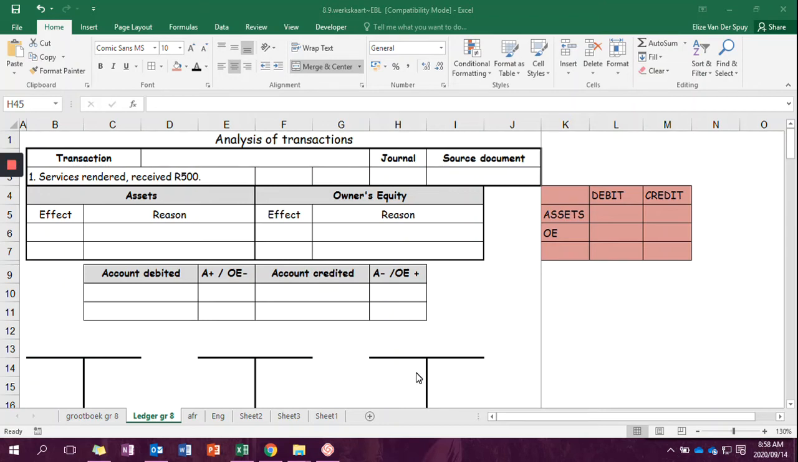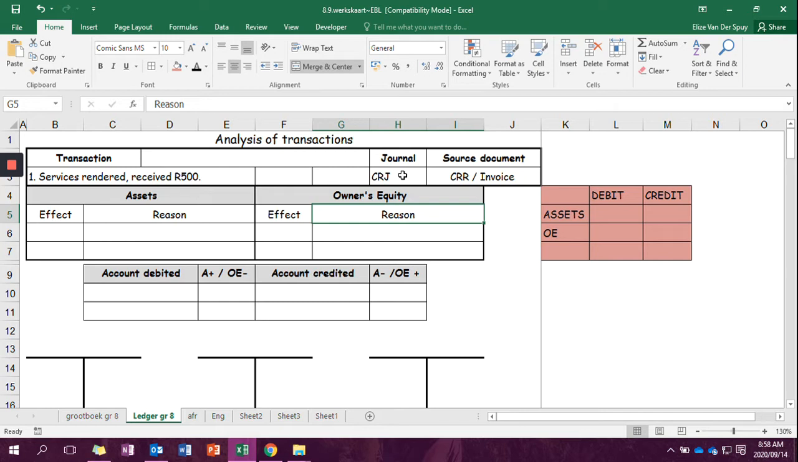Good day, grade 8s. Today we are going to take a look at the intro of our general ledger. But first off, we're going to start with the work we did in term 1. So here we have a transaction and it says services rendered, received 500 Rand. That we know will be in our CRJ. And we know that the source document that we are going to use is either a CRR or an invoice, depending on if the business has a cash register or not.